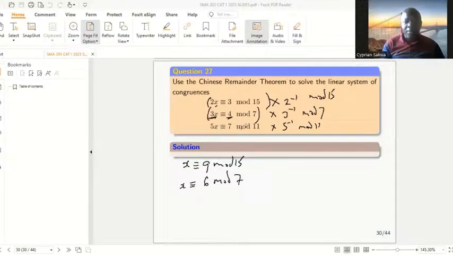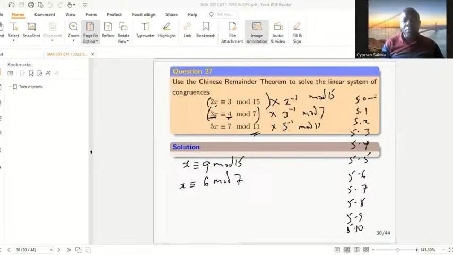Now, what is the inverse of 5 mod 11? 11 is a very small modulus, so just try. Try 5 times 0, 5 times 1, 5 times 2, 5 times 3, 5 times 4, 5 times 5, 5 times 6, 5 times 7, 5 times 8, 5 times 9, 5 times 10, and look for a remainder of 1.